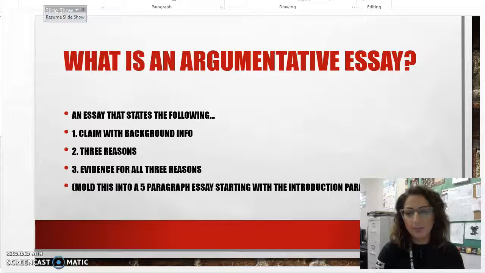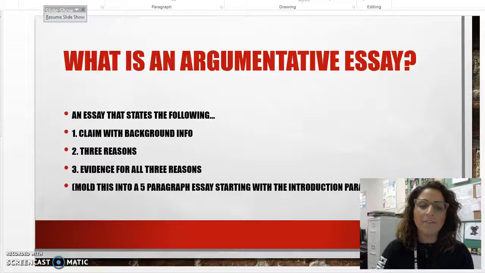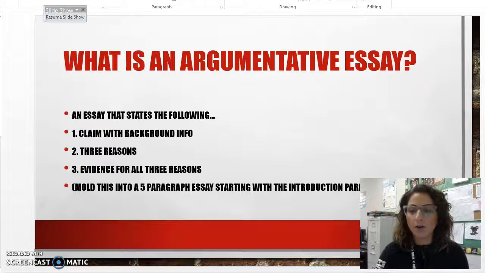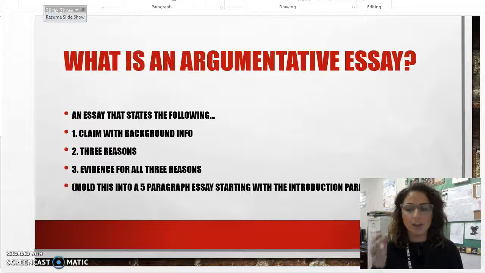So what is an argumentative essay? An essay that states the following: a claim, which a lot of students get confused about, and I don't want you guys to get confused. The claim is something that's controversial, right? So it has both sides of an argument, and both sides can have good evidence. So you have your claim, which is which side you're on.